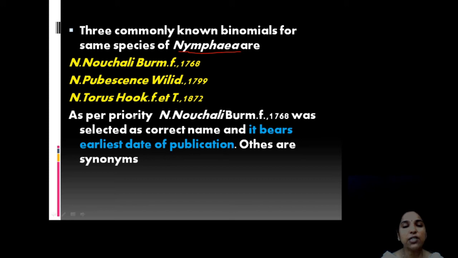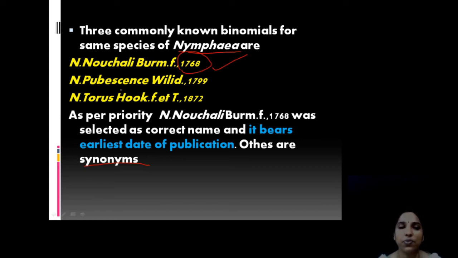So as per the rule of priority, Nymphaea nouchali was selected as the correct name because it was first published, in 1768. See, all others are after that. So here we are giving the priority to publication. That is the rule of priority. So the one published first will be accepted. It bears the earliest date of publication. Others are designated as synonyms. So this is the accepted correct name.